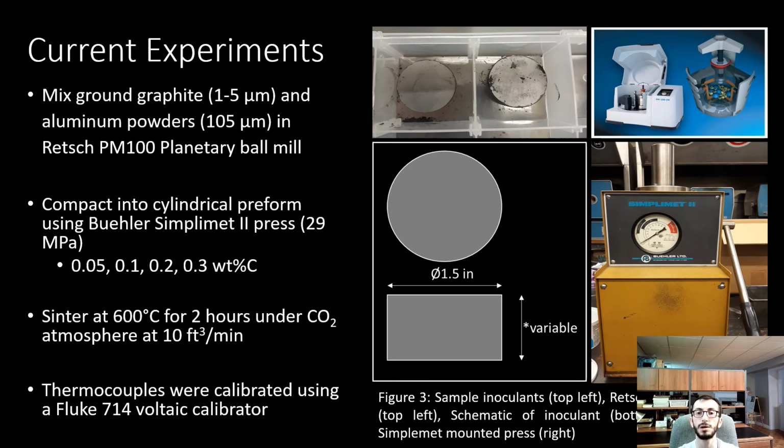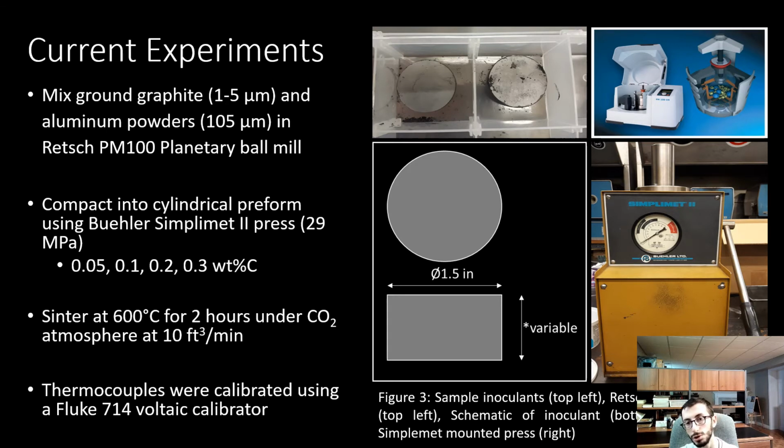In my experiments, I used a novel sintering operation where I mixed ground graphite and aluminum powders in a planetary ball mill. I compacted them at a low pressure of 29 megapascals and sintered them at 600 degrees Celsius for 2 hours in an inert atmosphere. Compaction pressures are usually upwards of 100 megapascals, whereas sintering can occur at temperatures of up to 1100 degrees Celsius.